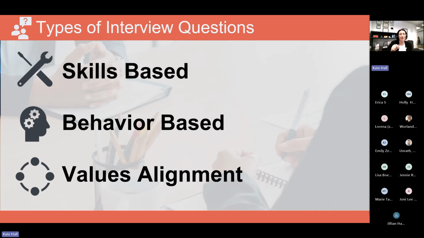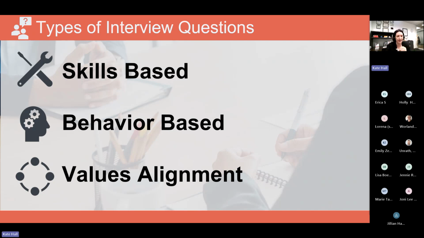The last type of questions that I like to ask are values alignment. This is where you want to check in. What are your library's values, and does this person align with them? I had a person recently that finished their library degree, and they got a full-time job. We were very excited for them, but in their exit interview, they said, it was time for me to move on. There was nothing more I could learn here.